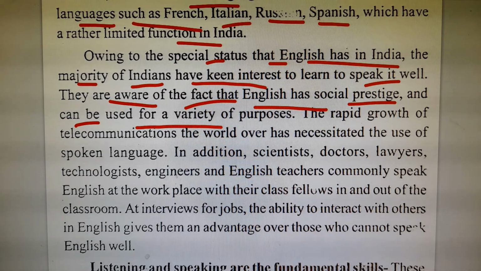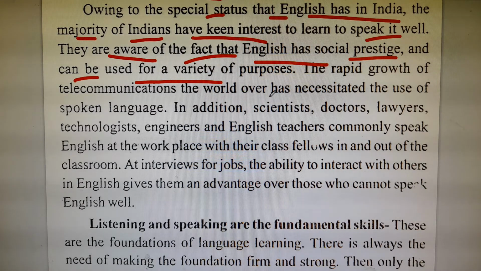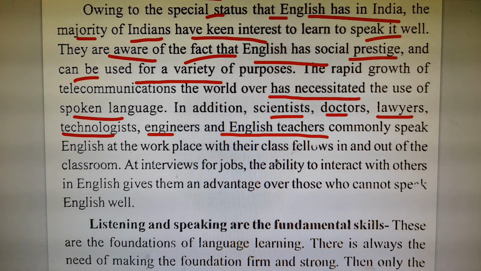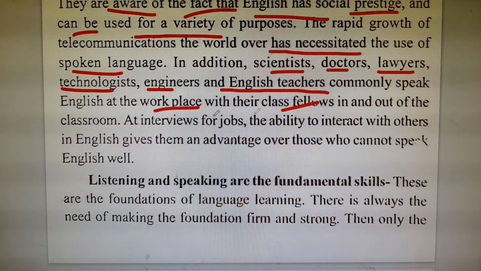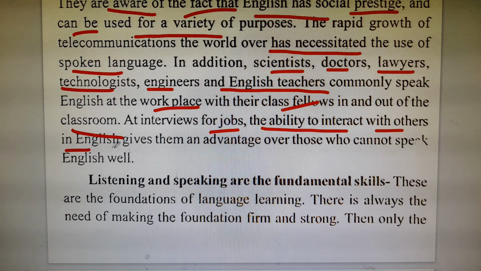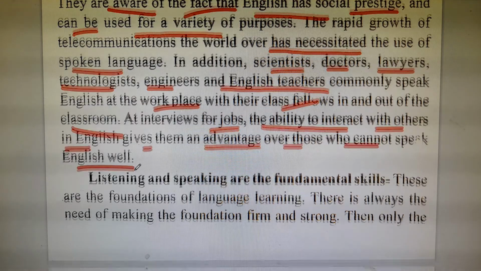The rapid growth of telecommunication the world over has necessitated the use of spoken language. In addition, scientists, doctors, lawyers, technologists, engineers, and English teachers commonly speak English at the workplace with their classfellows in and out of the classroom. At interviews for jobs, the ability to interact with others in English gives them an advantage over those who cannot speak English well.